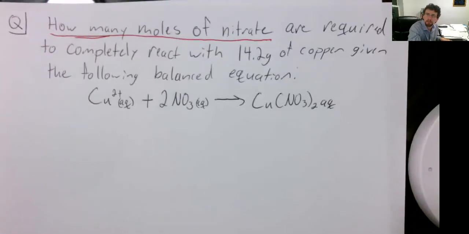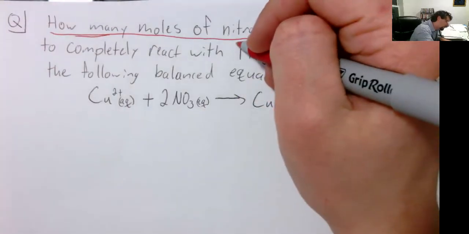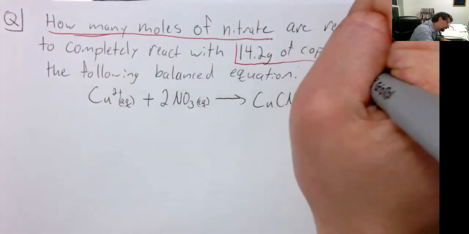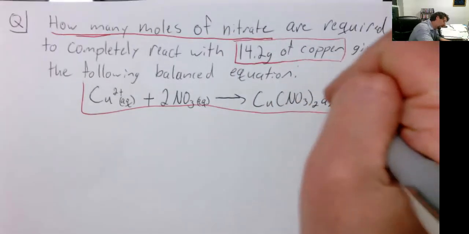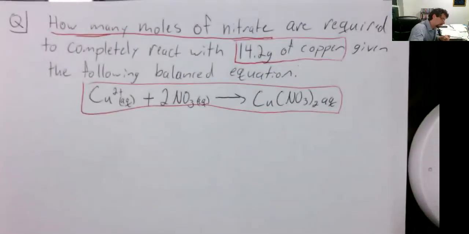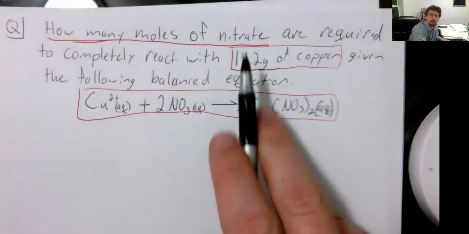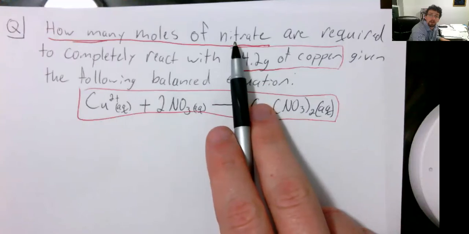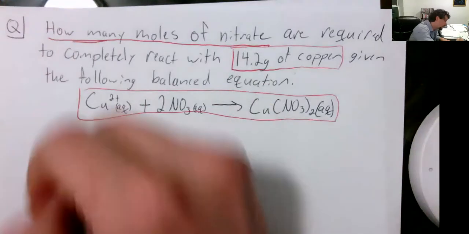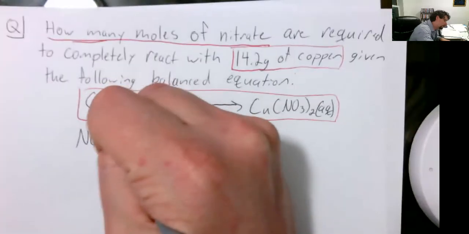Okay, let's box important information. That's what I always do too. That way I can keep clear what I need to use later on. So that 14.2 grams of copper is important, and this balanced reaction is important. Fortunately, I forgot to include parentheses for that aqueous. Now, the other thing we have to ask ourselves is, what is nitrate? So nitrate is one of those polyatomic ions that you should know. Nitrate is NO3 minus.